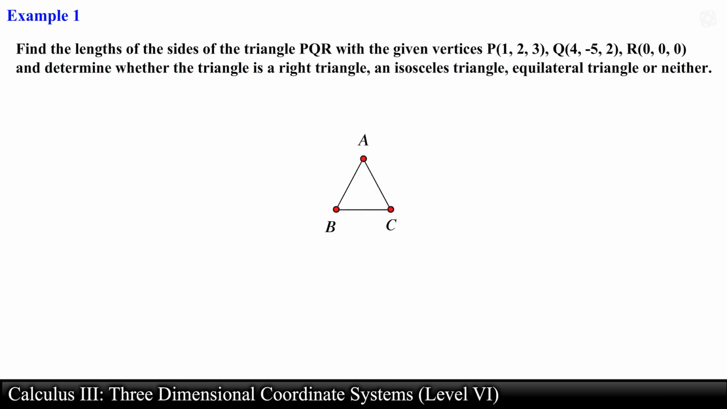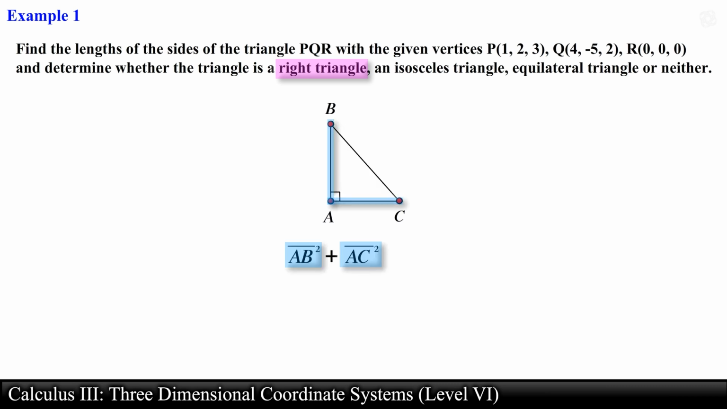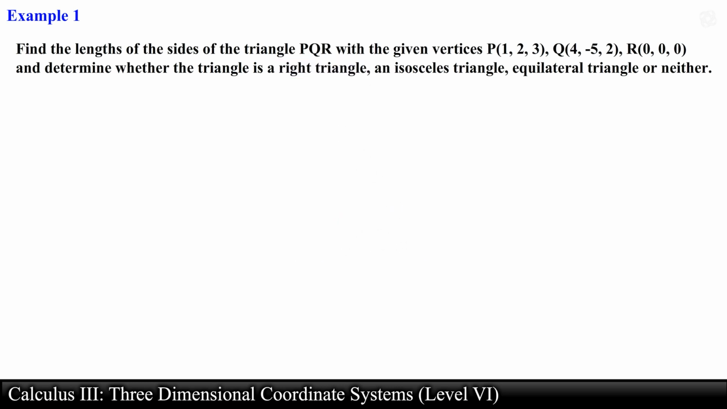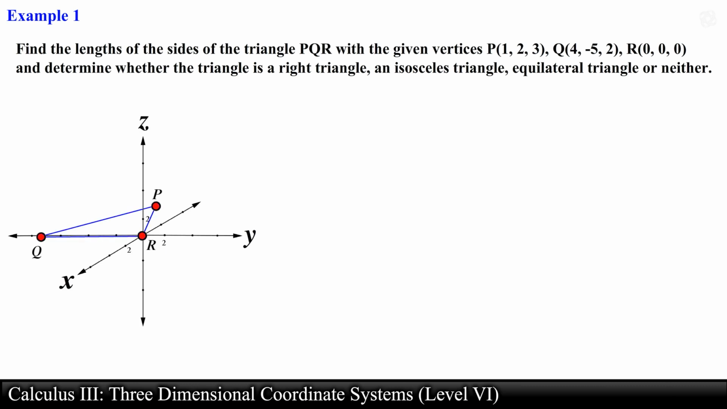If the triangle were to be a right triangle, then we can use the converse of the Pythagorean theorem. Let's assume that in this diagram, line segment BC is a hypotenuse, meaning it's the longest side of the triangle. If the sum of the squares of the other 2 line segments, in this case AB and AC, is equal to the square of line segment BC, then the triangle is a right triangle. In any case, we need to find the lengths of each line segment. So let's go ahead and use the distance formula to find the length of each of the 3 line segments.